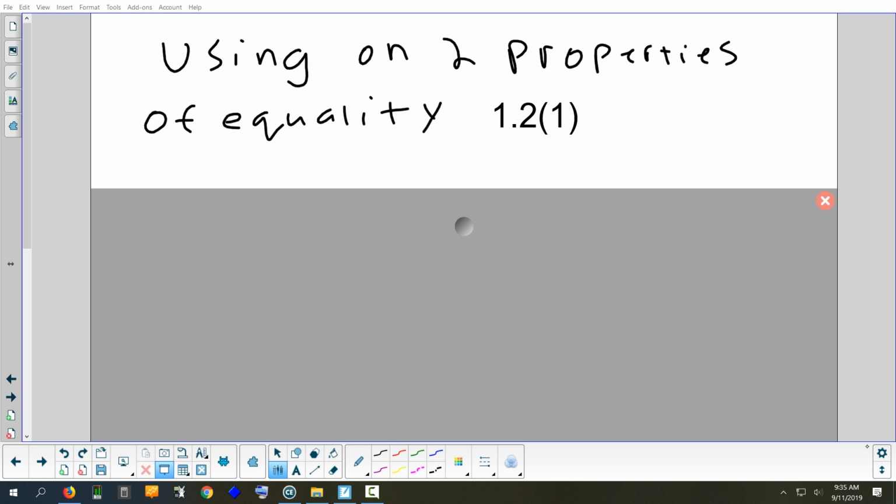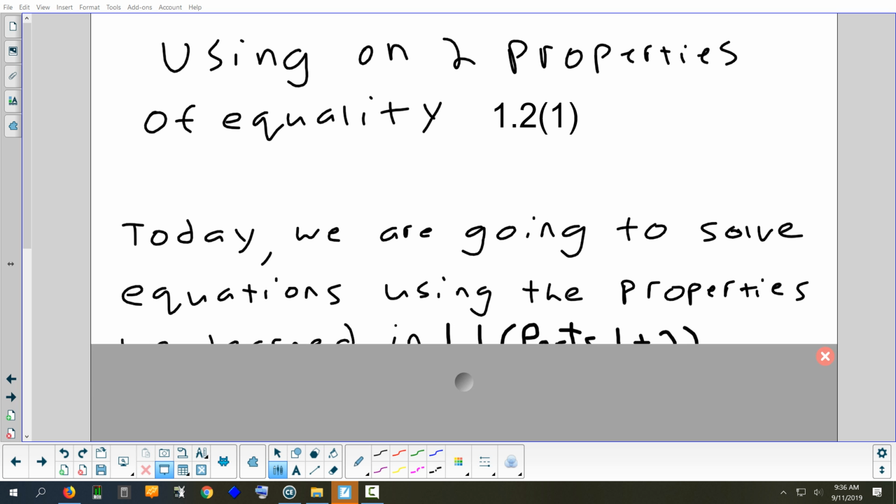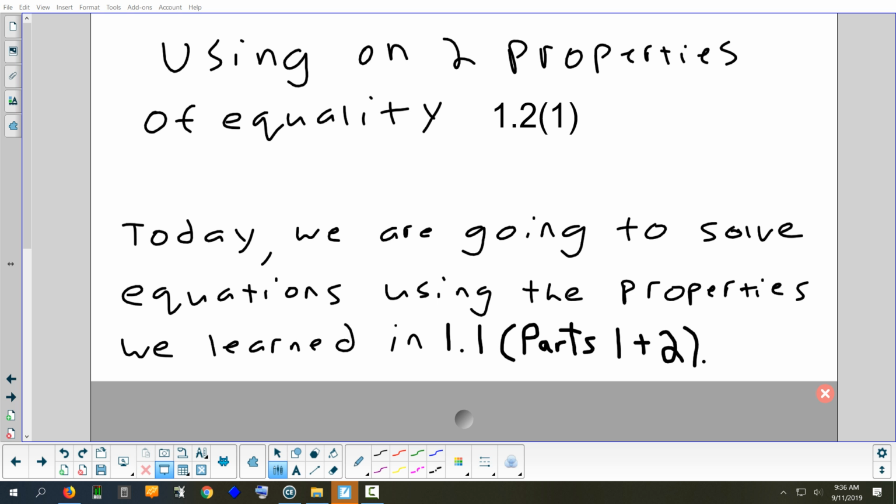All right, so second to last section we're going to look at this week is 1.2. We're actually going to split 1.2 into two parts. We'll do the first part today, and then we'll do the second part later on. So we'll just look at the first part today. We're going to use the same properties that we already learned in the first section.